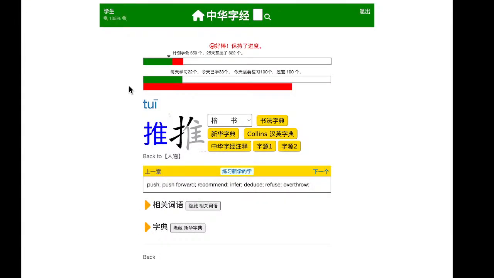推 means to push or to push forward, to recommend, infer or deduce. That would be like 推理, where 理 is logic, pushing logic. That's what we call that.